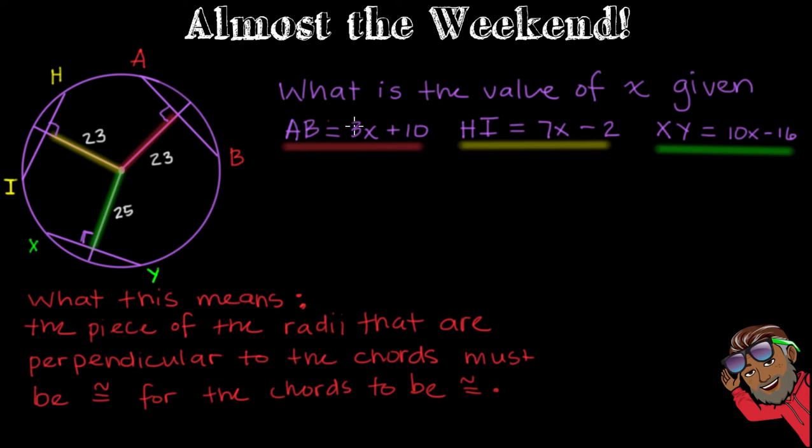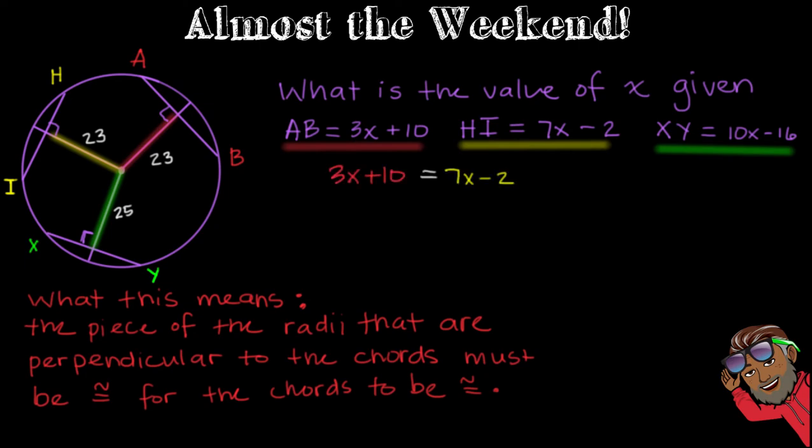All right, here's the question. What is the value of x given that AB is 3x plus 10, HI is 7x minus 2, and XY is 10x minus 16? All right, so it looks like we have to make an equation. So what we want to do is take a look at the picture and make sure that we understand the implications of what's going on here. Since this piece of the radius is congruent to this piece of the radius, that tells me that these chords HI and AB must be congruent. And this is my equation.